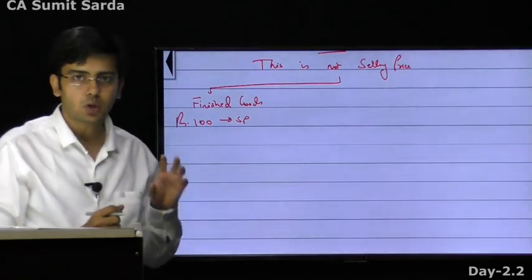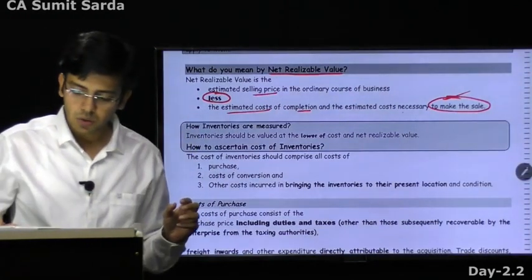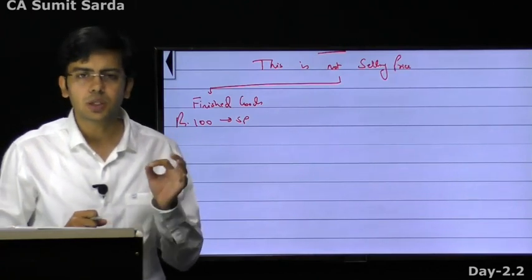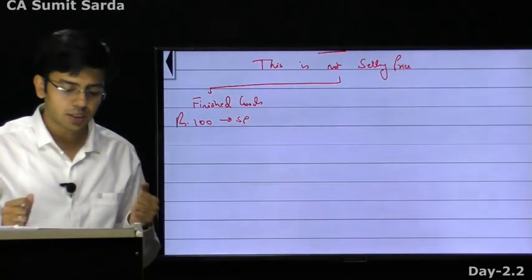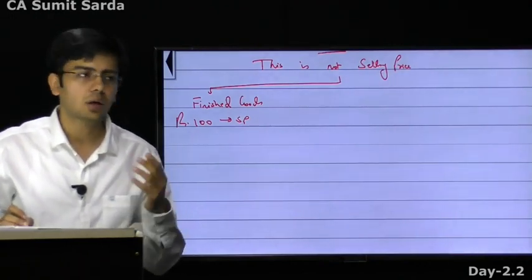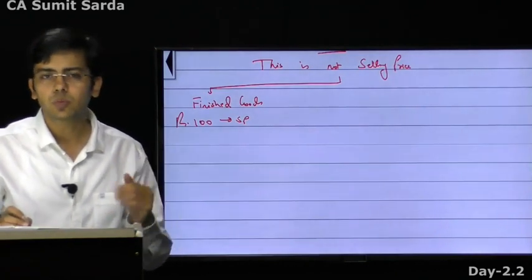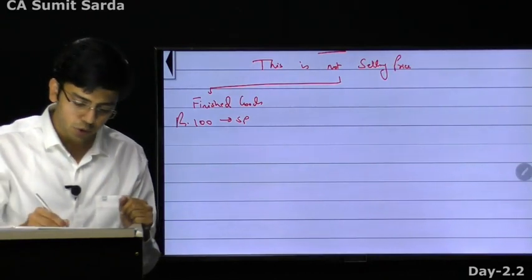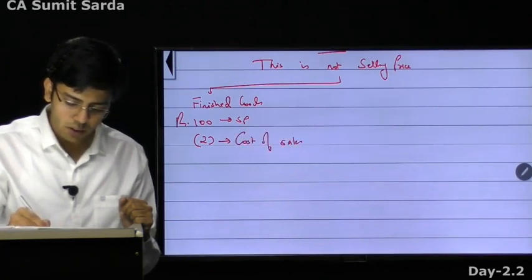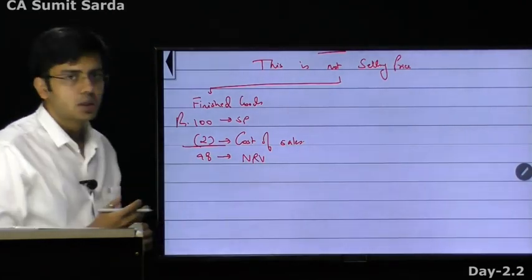If there is any cost of completion, I'll talk about this later. We'll talk about the second part first. If there is any estimated cost necessary to make the sale. Now, suppose to make this sale of rupees 100, we have to pay a commission of, let's say, 2 rupees to a sale executive. Think of companies who sell home to home, like Amway or Tupperware, where with every product that you sell, you have to give a commission to the sale agent, the person through whom the sale is going to take place. So there's an estimated selling cost. Suppose it is 2 rupees. If I deduct this 2 rupees, I call this the cost of sales. With this cost of sale deducted, I now call the remaining amount my net realizable value from the sale of these finished goods.